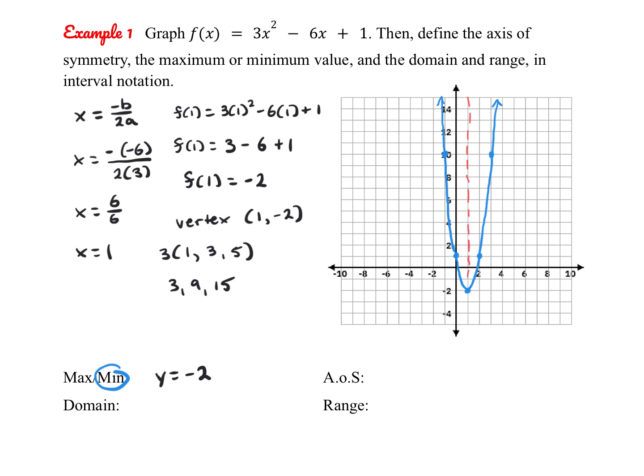For our axis of symmetry, remember that's the vertical line over which our graph is symmetrical. So it's a vertical line that will always go through the X value of the vertex. So the equation of that line is X equals 1. And then we know our domain should always be all real numbers. And here our range is negative 2, our low point, to infinity.